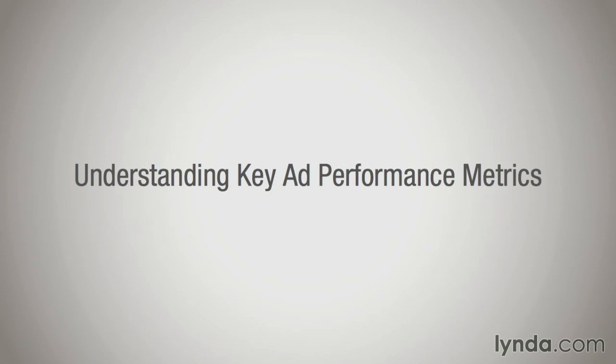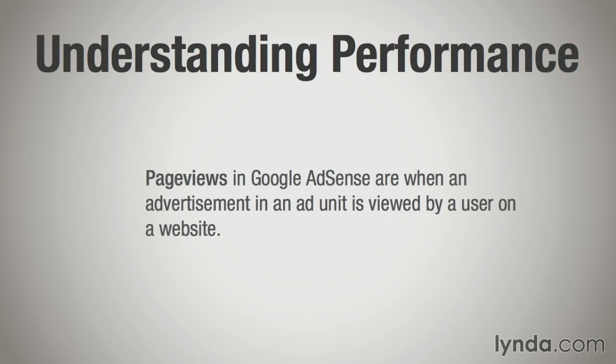Before we go into the performance reports section of Google AdSense, it's important to take a look at a few key terms that we're going to be seeing within that section. The first one is page views. Page views in Google AdSense are when an advertisement in a Google AdSense ad unit is viewed by a user on a website. The more page views you have, the more money you're going to make.